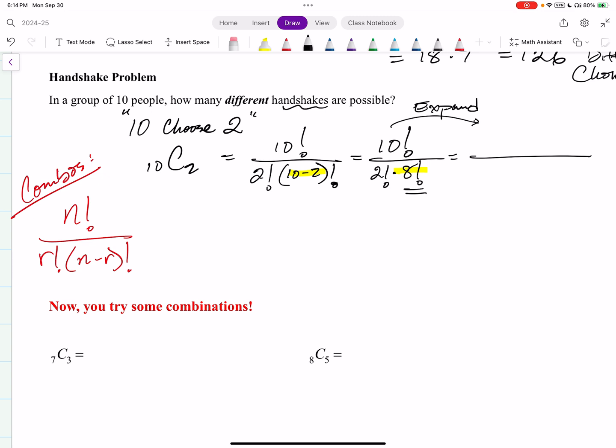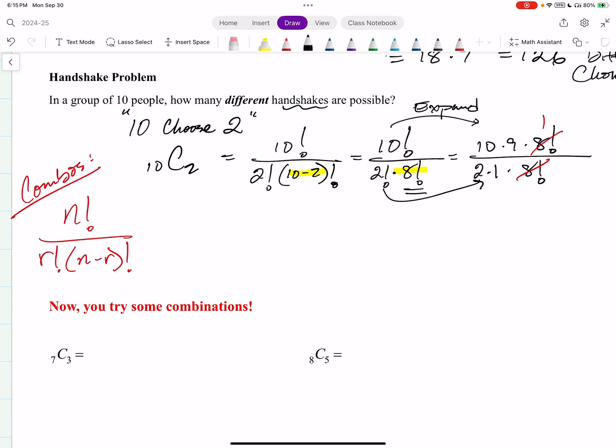That's the biggest one. So I'm going to go 10 times 9 times 8 factorial, and I'm going to stop. And then I've got 2 factorial, which is just 2 times 1 times this 8 factorial. So all I did was rewrite 2 factorial as 2 times 1. That's the only thing I did. All right, and then I've got 8 factorial divided by 8 factorial, and that's obviously 1 because they're the same number. So anything divided by itself is 1.